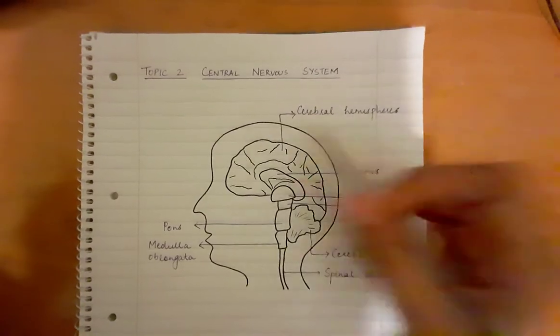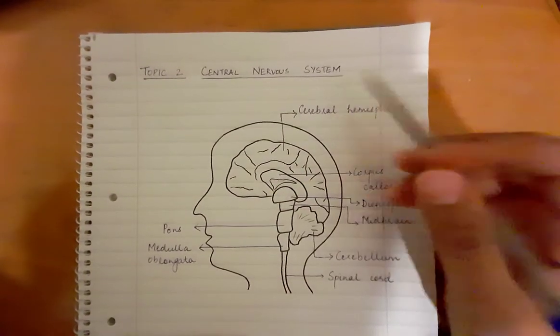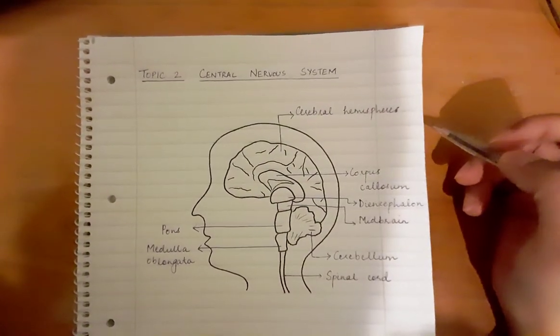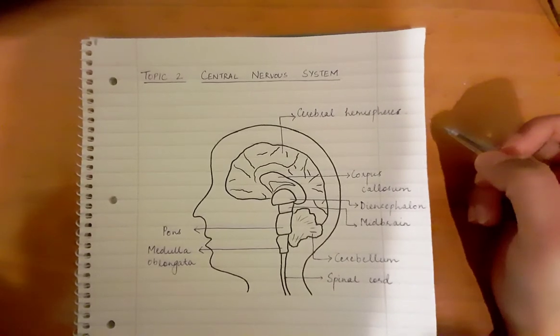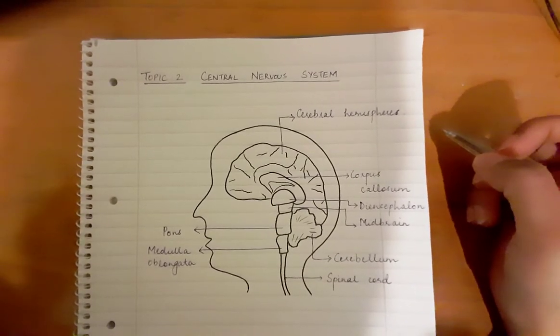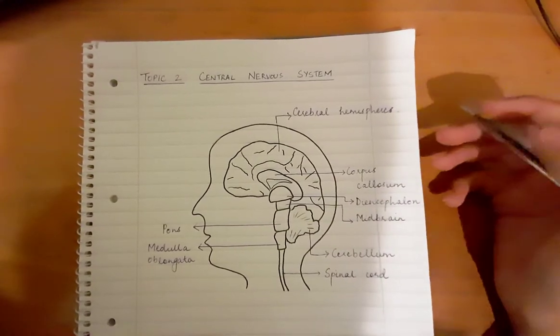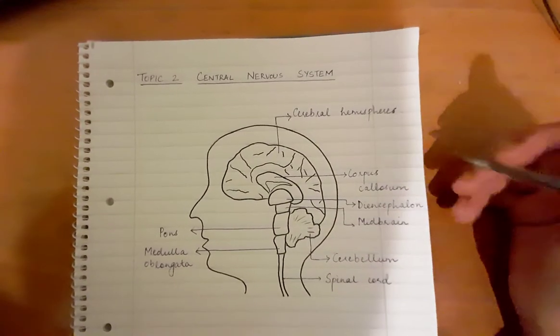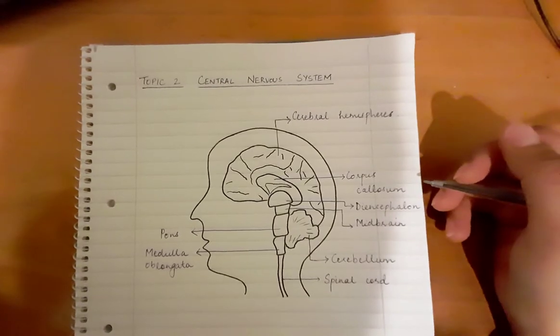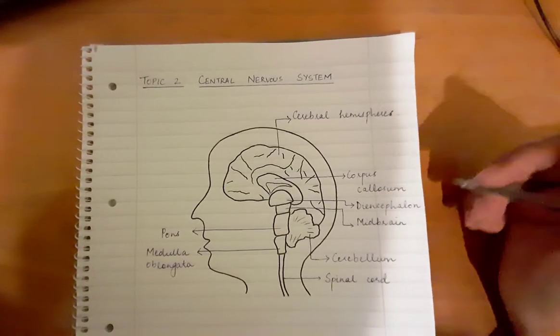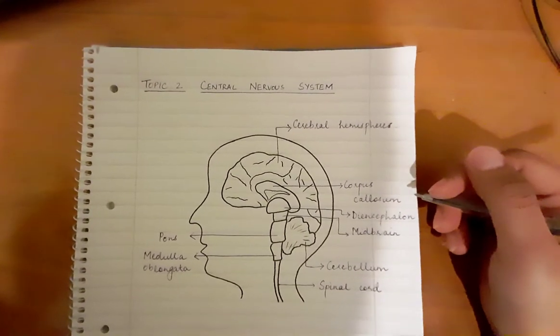Today's topic is the central nervous system. As we learned in our previous video, the central nervous system consists primarily of the brain and the spinal cord. So today we will discuss more about the different brain regions and their functions. But before we begin that, let's talk about a concept which is about the plane of dissection.